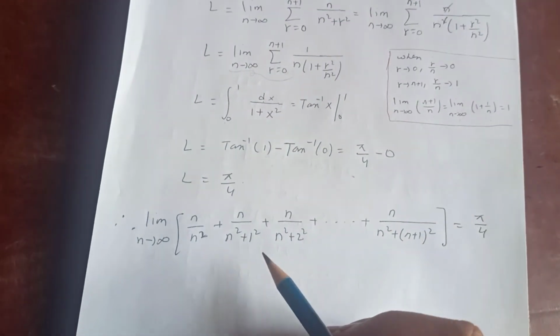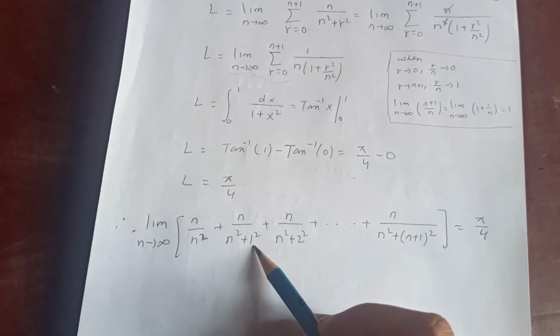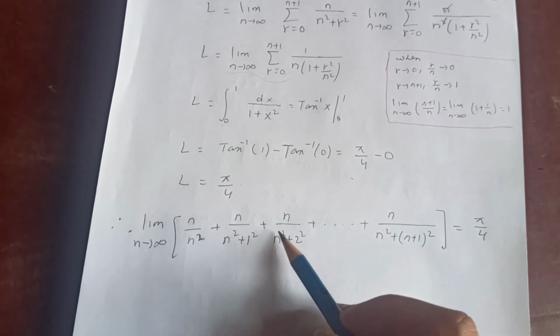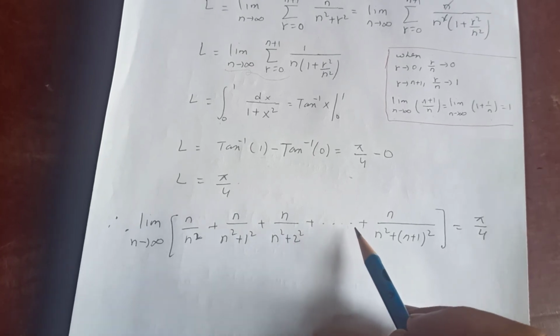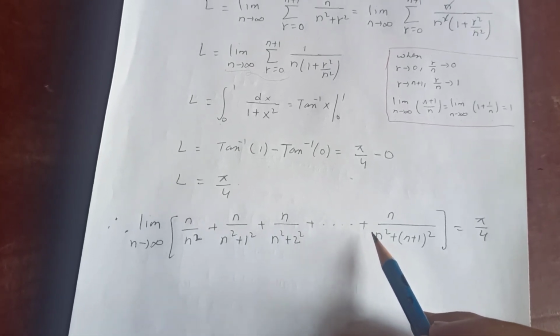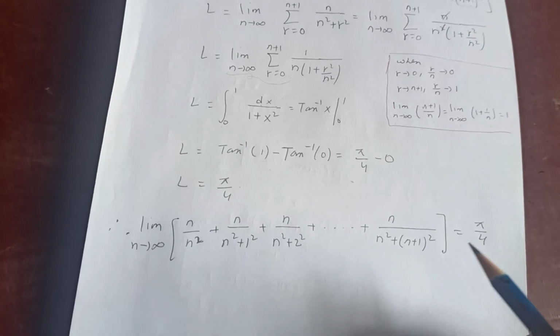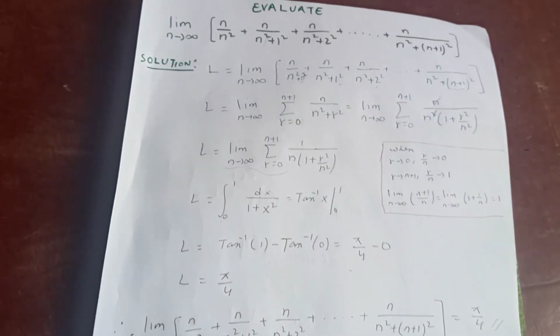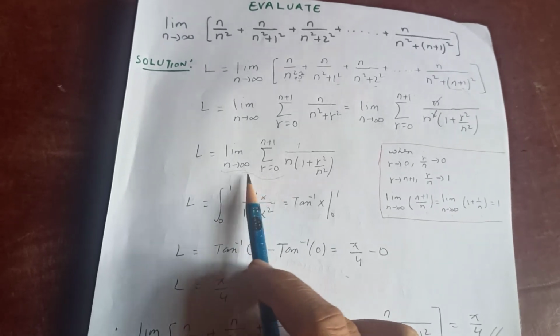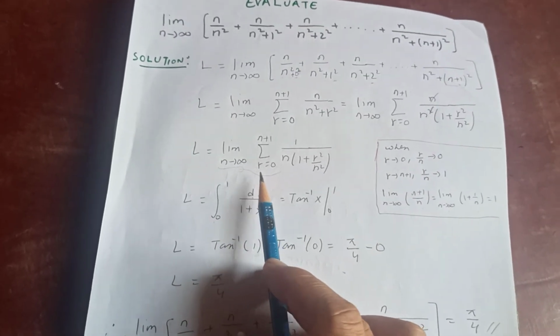Therefore the limit as n tends to infinity of n over (n square plus 0 square), plus n over (n square plus 1 square), plus n over (n square plus 2 square), and so on, plus n over (n square plus (n plus 1) square), is pi by 4. So this is the limit, and you can check out how to change this limit into an integral.